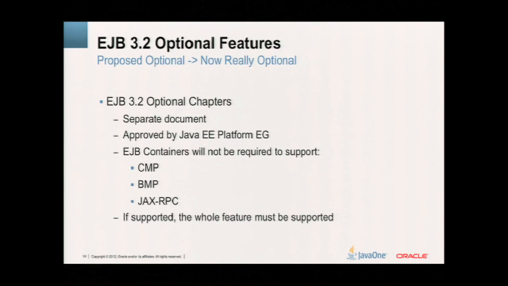Removing features. So EJB 3.1 marked 3 sections as proposed optional, and we're making them really optional. And not only optional, we're moving them to a separate book of its own, 200 plus pages, which reduces the size of the core document, because they were in the middle and you needed to go through them without any use. So CMP, BMP, and JAX-RPC are now optional. EJB vendors are not required to support them. But if they do support them, they might support CMP as a whole. They can't pick up EJBQL and provide it by itself. It needs then to provide support for the CMP.